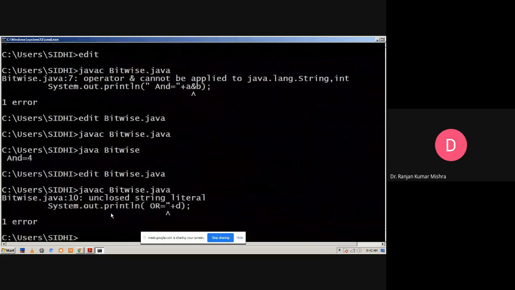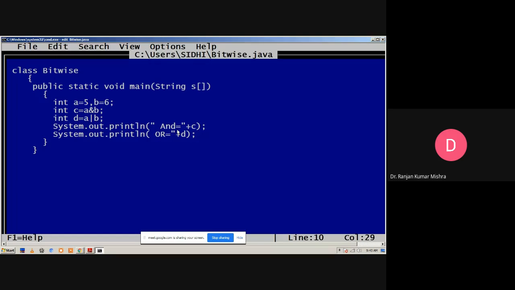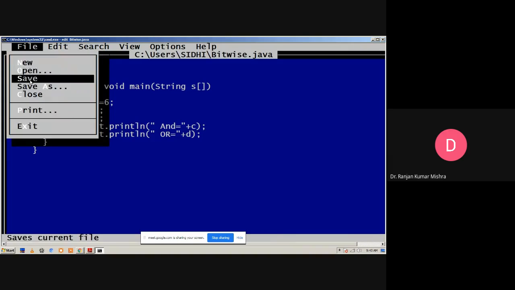Javac compile. Here we can see what the error is. Basically, the OR string will be written between double quotes. Here we wrote only a single quote, and we did not close it. This is the error. This is known as a syntax error. Okay, I'll save the file.